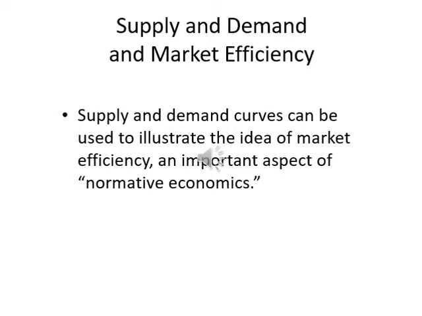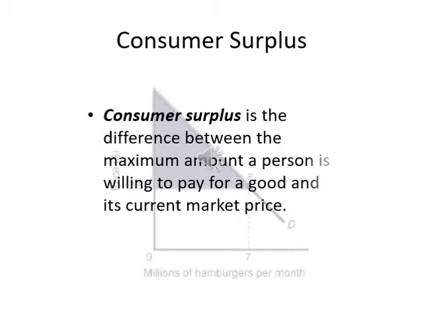Supply and demand and market efficiency. Supply and demand curves can be used to illustrate the idea of market efficiency, an important aspect of normative economics. Consumer surplus. Consumer surplus is the difference between the maximum amount a person is willing to pay for a good and its current market price.